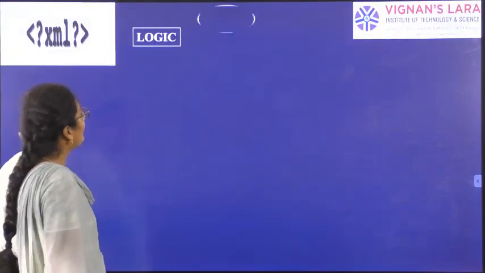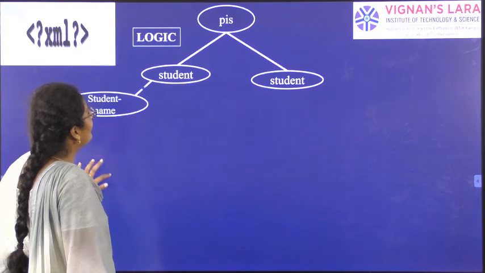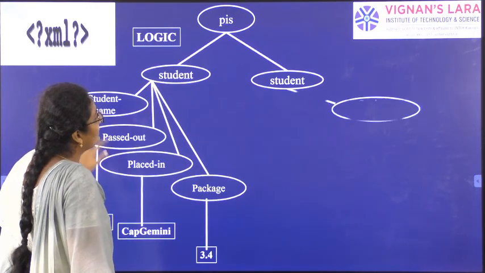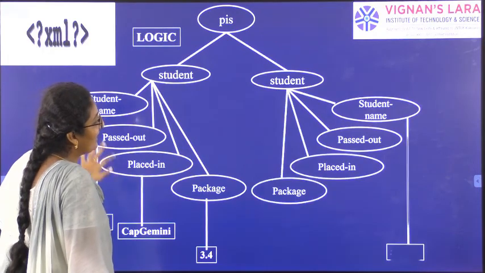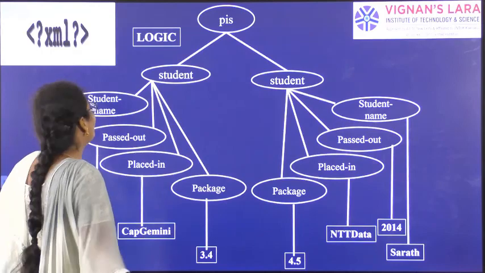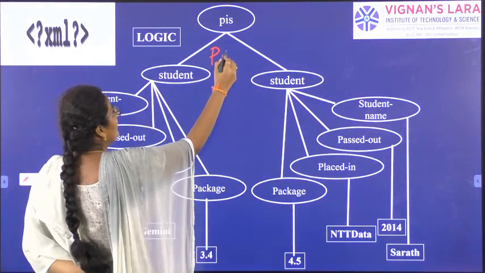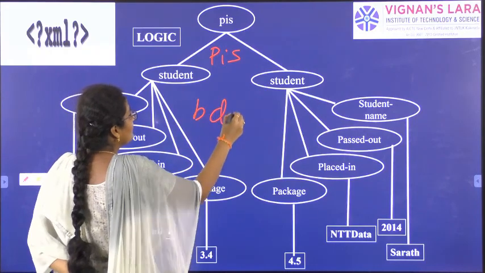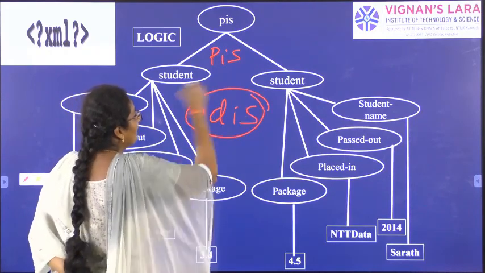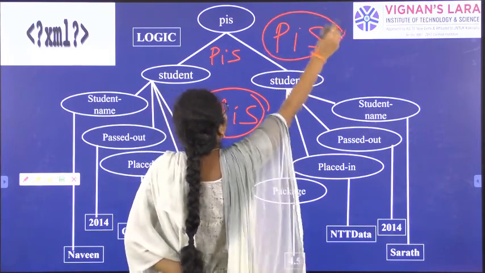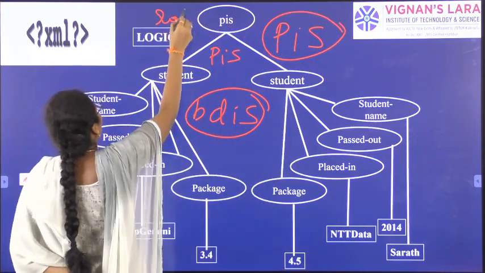So let us see what is the logic for this. Since we are talking about placement information system, the root element will be PIS. Why did our root element change? We are talking about placement information system. When we talk about blood donors information system, it will be BDIS. When we talk about placement information system, it will be PIS. So PIS will be the root element.